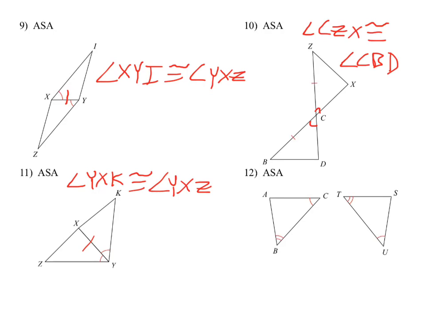And that brings us to 12. We already have two pairs of angles that match up. We just need the side between them to match up. So we can have angle, side, angle. That is side BC congruent to TU. That's it for 12.